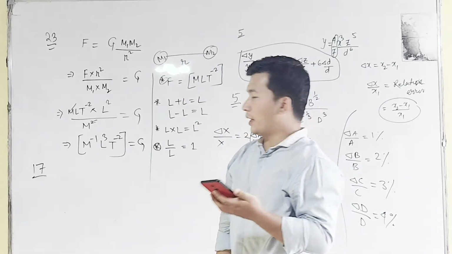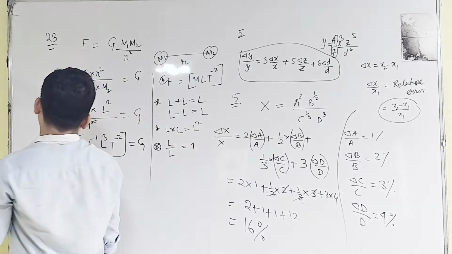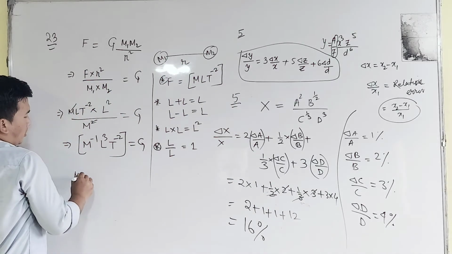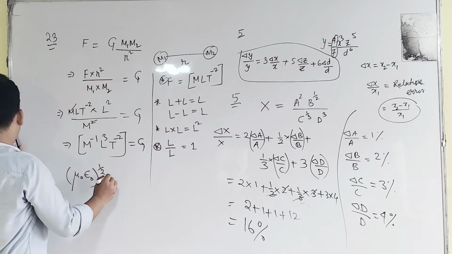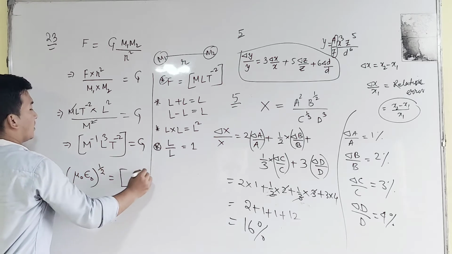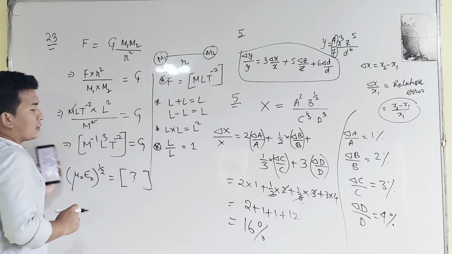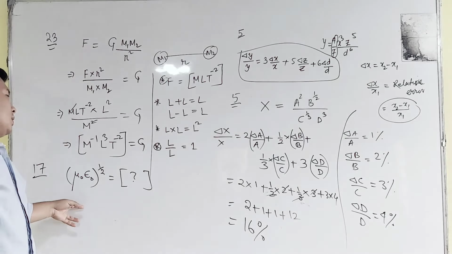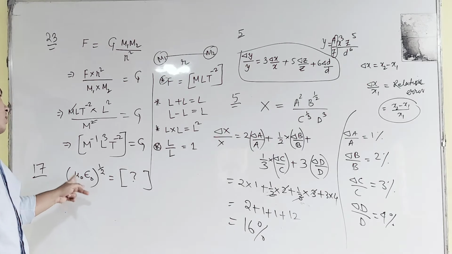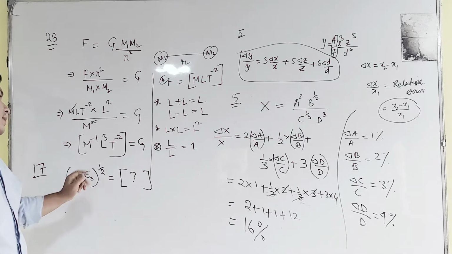The period is mu naught epsilon naught raised to power half. What will be the dimensional formula? If we go through the conventional method, then it would be very difficult to find out the dimension formula of mu naught and the dimension formula of epsilon naught.